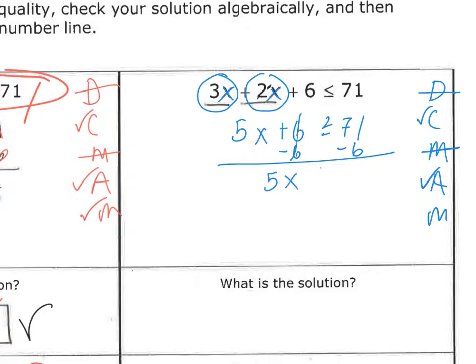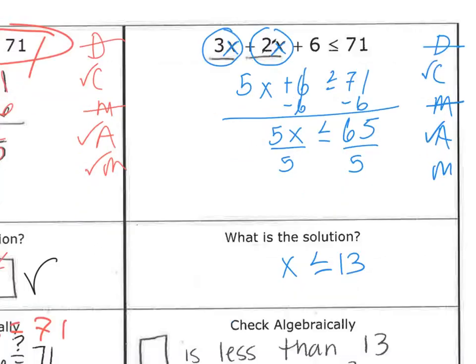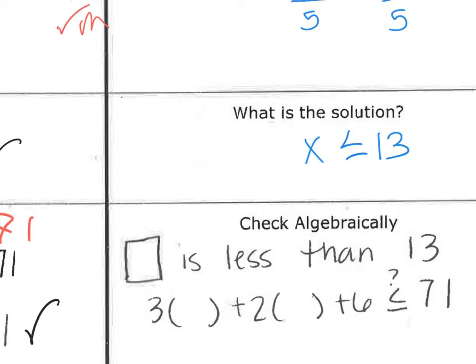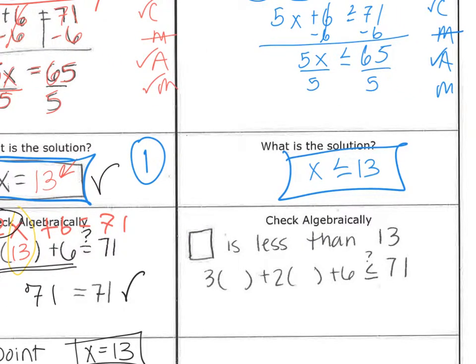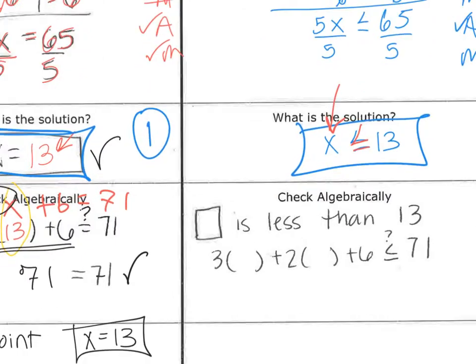Again, the steps are the same. 5x is less than or equal to 65. Divide by 5. And my solution is x is less than or equal to 13. Okay? Now these are different. If you look here, this says x equals 13. That's one number. Whereas here, this is any value, any x value less than or equal to 13.